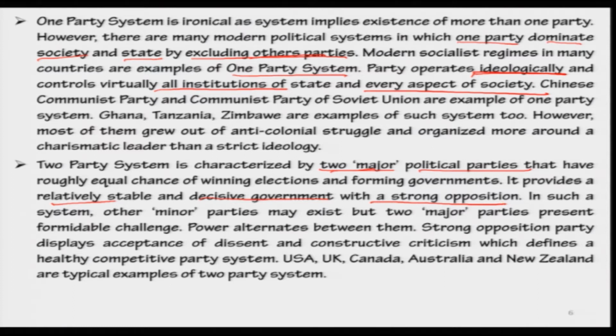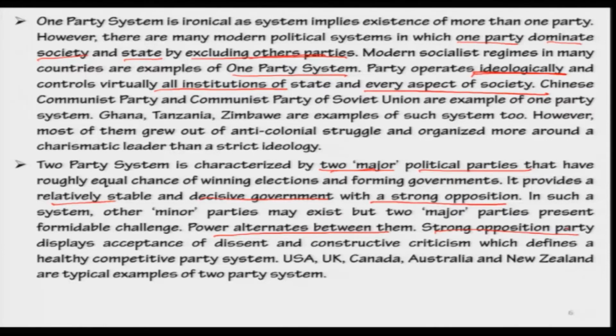So, in such a two party system, there would be the existence of minor parties, but the position of the two parties is absolutely formidable and power alternates between them. So, one after the other these two parties form the government and leave very little space for the other parties. That does not mean the other parties cannot contest the elections, but their positions are somewhat ineffective as far as government formation is concerned.